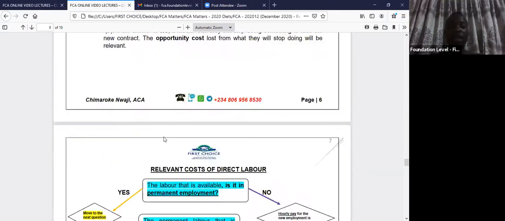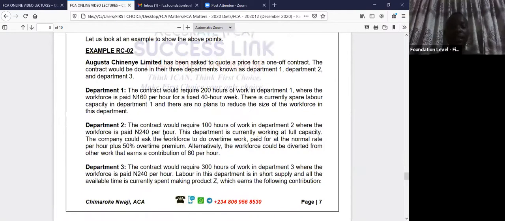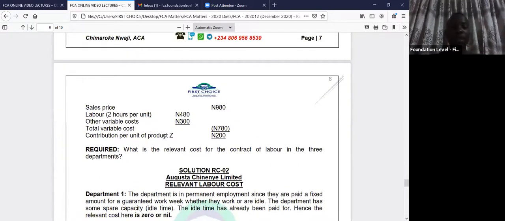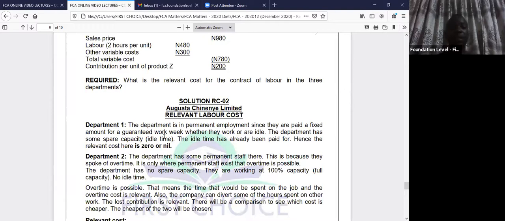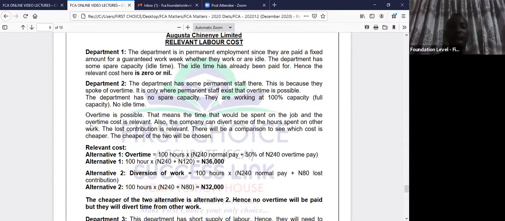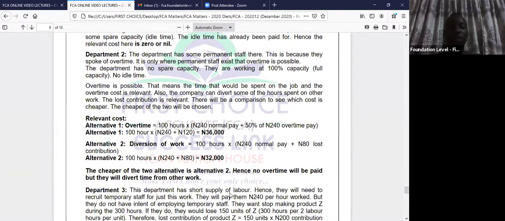So let's look at the answer here. You see, the first one has a nil capacity. The second one has overtime of 36,000, alternative 1, and 32,000, alternative 2. So they will choose the second alternative, which is cheaper. And so they would divert people from their work to come and do this.